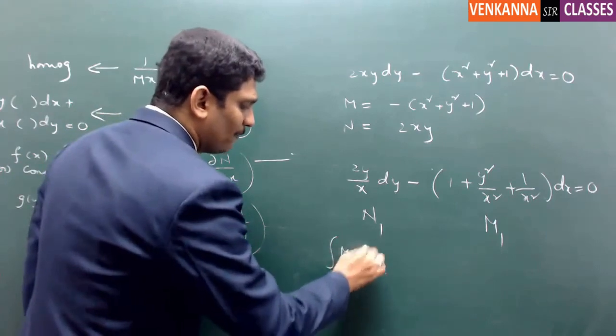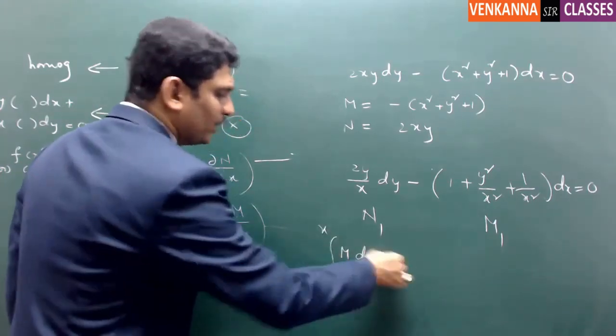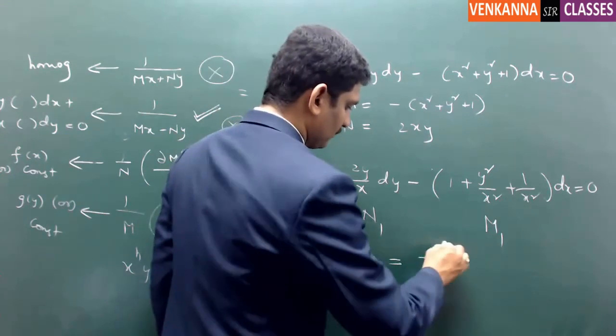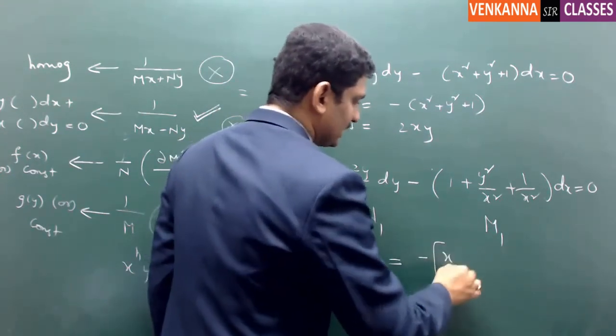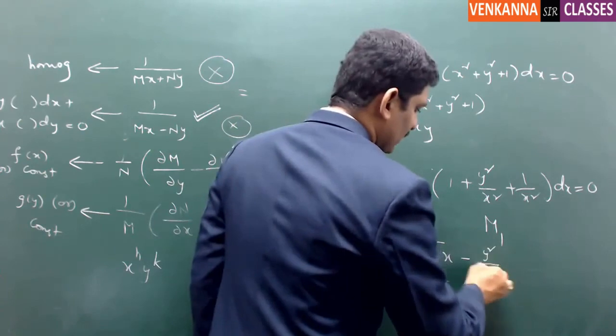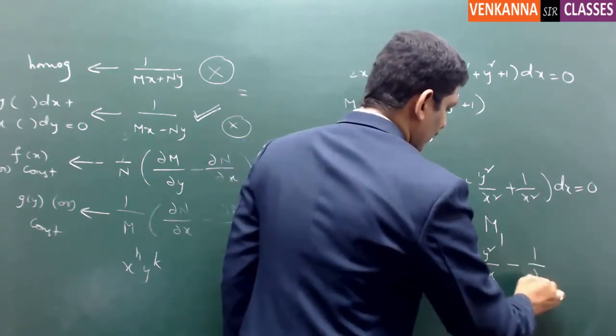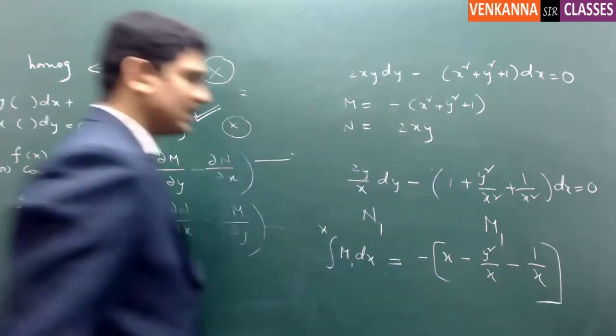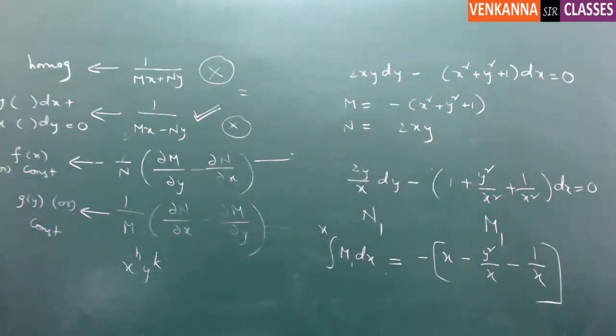So integral M1 dx with respect to x I am doing. So the value is minus of, for this is x minus y square by x minus 1 by x. Accepted? Please check the integration part. I think all of you are well versed with the integration formulas, right? I hope so.